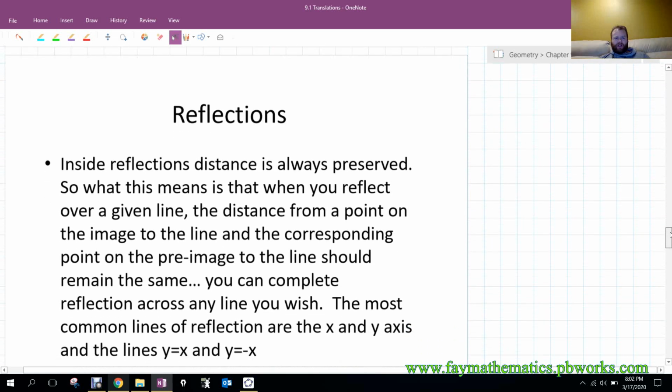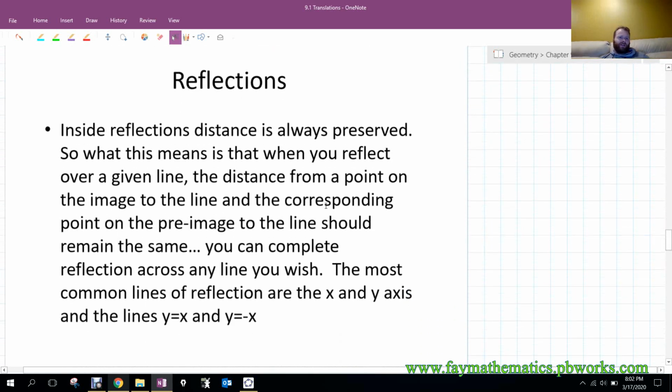Okay, reflections shouldn't be new either. Inside reflections, distance is always preserved, so distance is saved. So it's isometry again, distance is saved. So when you reflect over a given line, the distance from the original point in the pre-image to the point that is now on the image, that distance should be the same. Okay.